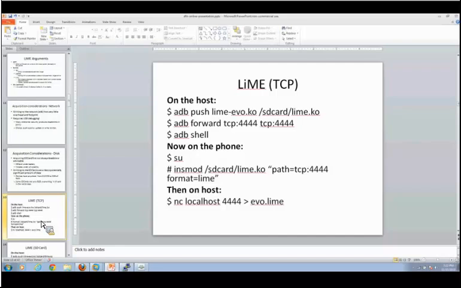And all the kernel module is doing is sitting there waiting for you to connect to it, and once you connect to it, it's going to dump RAM to wherever. And in this case, it's netcat, and we're redirecting it to our memory dump. Once this process finished, we'd have a memory dump of the phone in the file called evo.lime.